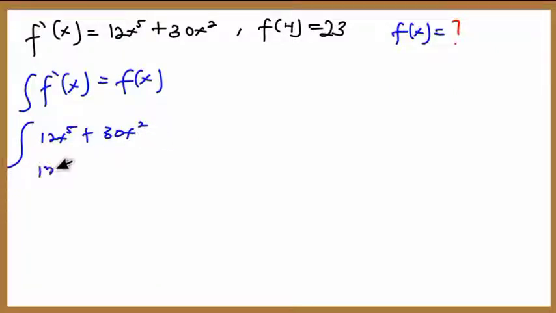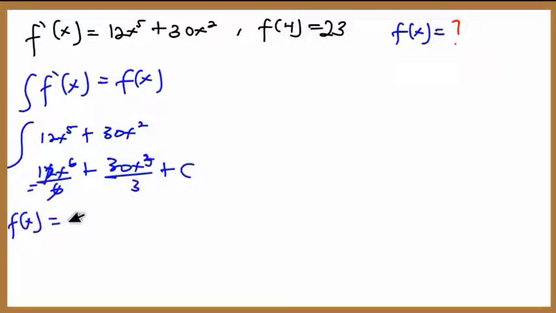You have 12x to the power 6 divided by 6 plus 30x to the power 3 divided by 3 plus our constant. Now this one cancels this one, so you have f of x equals 2x to the power 6 plus, this one cancels this, 10x to the power 3 plus c. So now we have found our f of x with a constant.